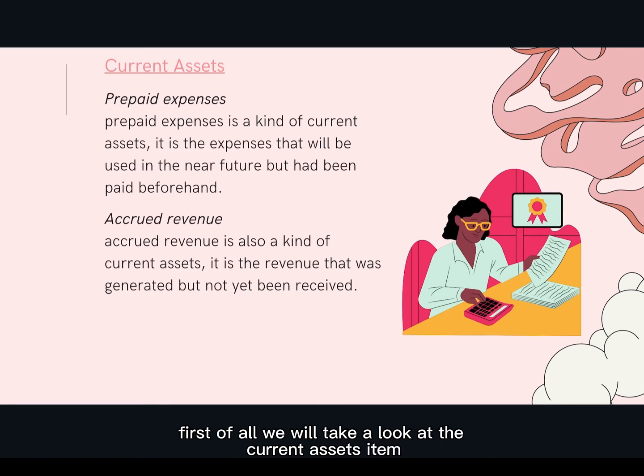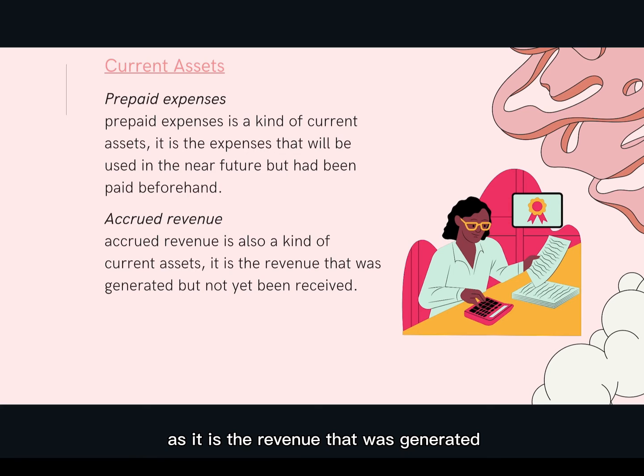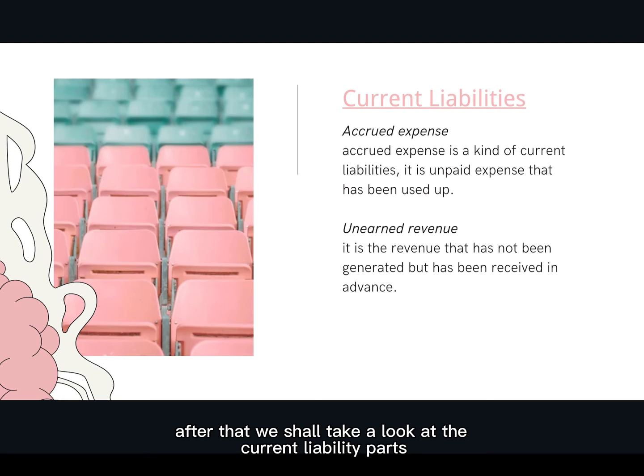First of all, we will take a look at the current assets item. We record prepayments and accruals in a statement of financial position. Prepaid expenses and accrued revenue are included in the current assets part. Prepaid expenses are a kind of current asset because they are expenses that will be used in the near future but have been paid beforehand. Accrued revenue is also a kind of current asset, as it is the revenue that was generated but not yet been received. After that, we shall take a look at the current liability part.